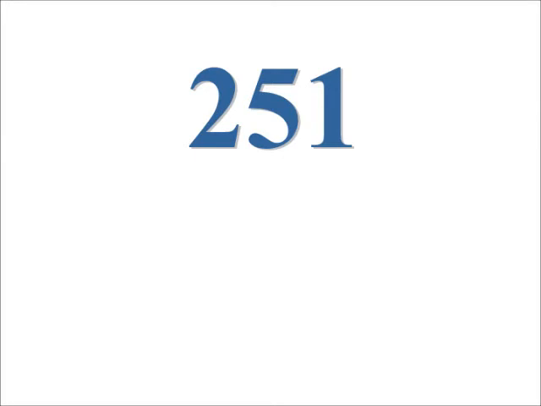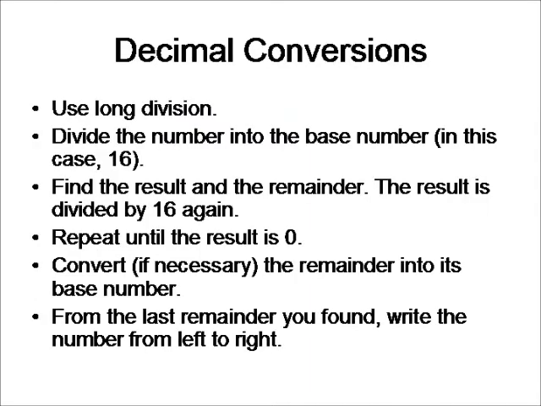and we're going to do this by creating a series of long divisions in order to come up with our number. To convert from a decimal number to any numbering system, you will have to use long division repeatedly. First, you have to divide the number by the base number, in this case it's 16. Then we find the result and the remainder. What we do then is we take the result and we divide it by 16 again. We will continue this process until the result is 0.